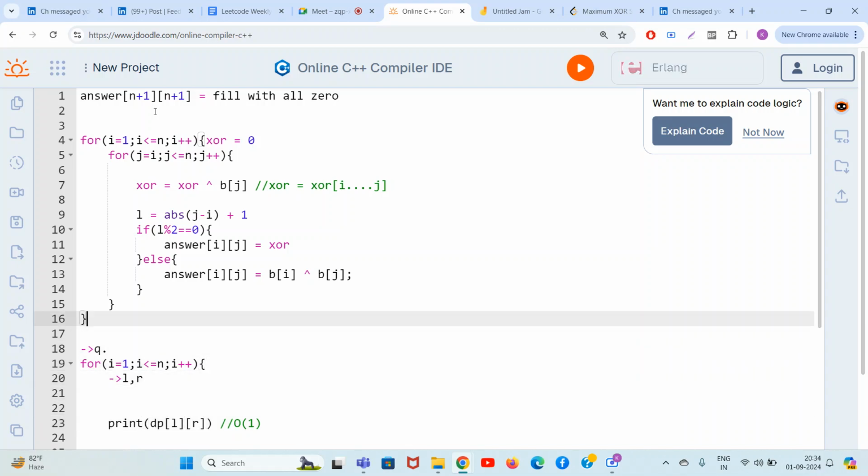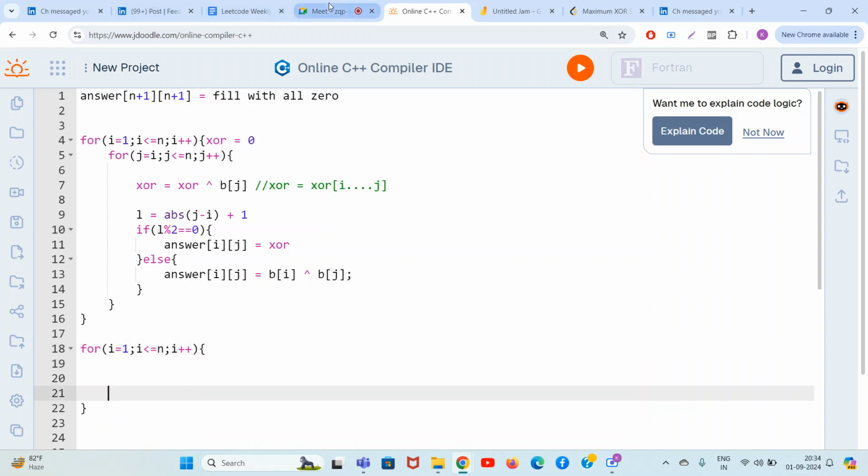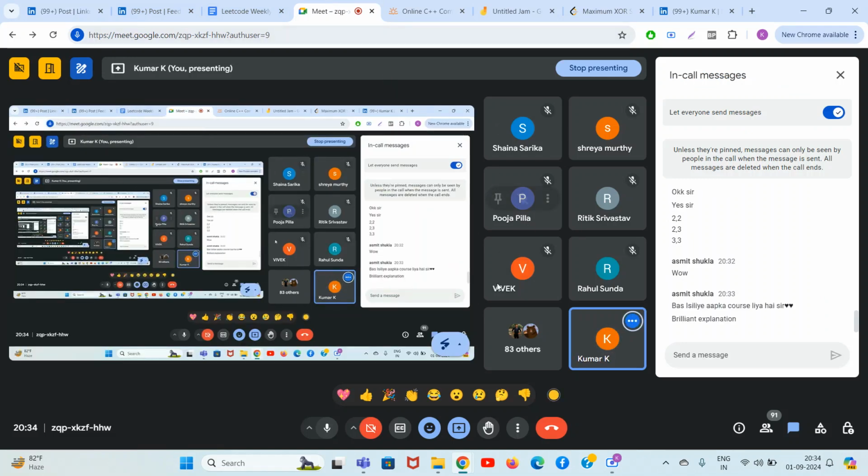So guys, how to write the code? Can anyone help me with it? For i equal to 1, i less than or equal to n, i plus plus. So guys, giving you all 1 minute. Please tell me in the Google chat how much time it is going to take.